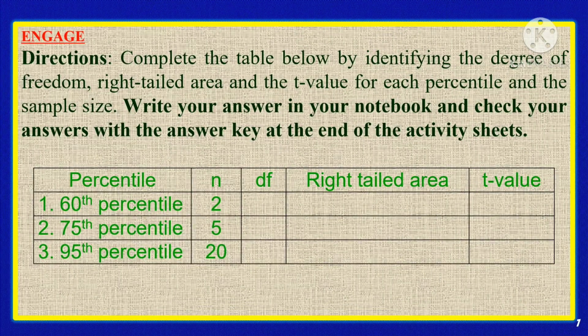For the engage, you're going to complete the table below by identifying the degrees of freedom, right-tailed area, and the t-value for each percentile and sample size. Write your answer in your notebook and check your answer with the answer key at the end of the activity sheet.